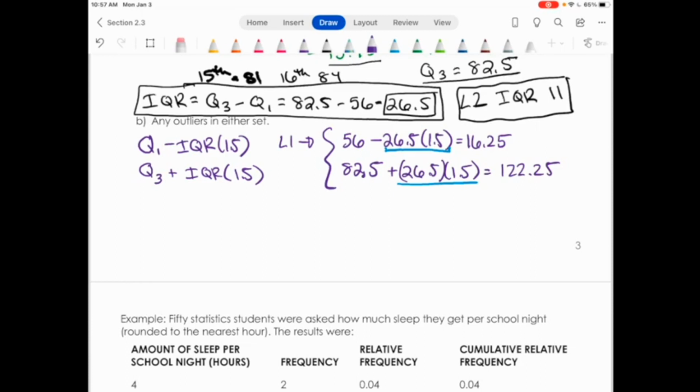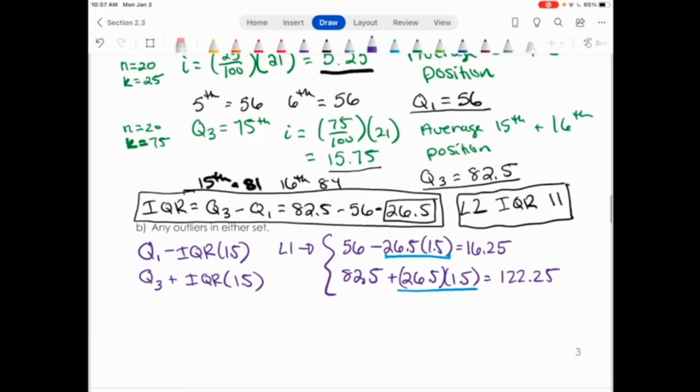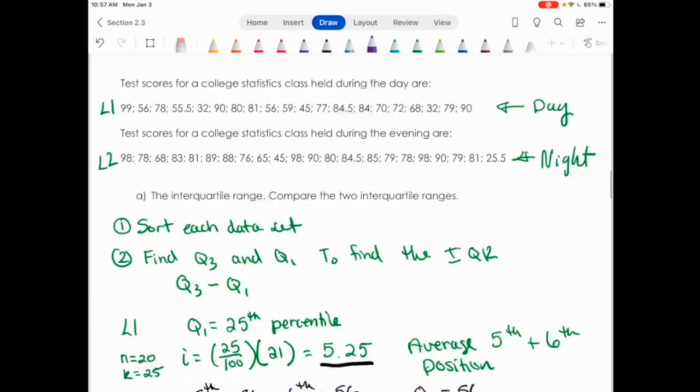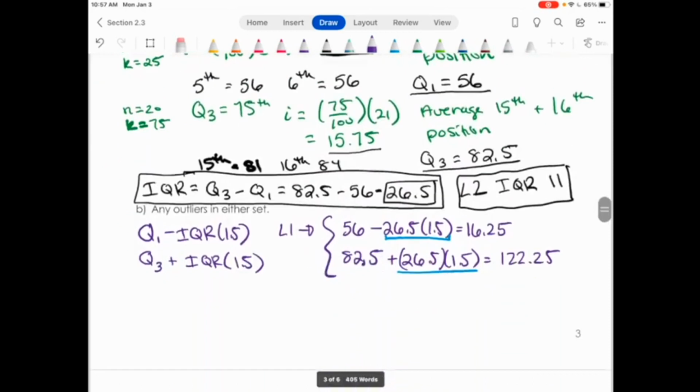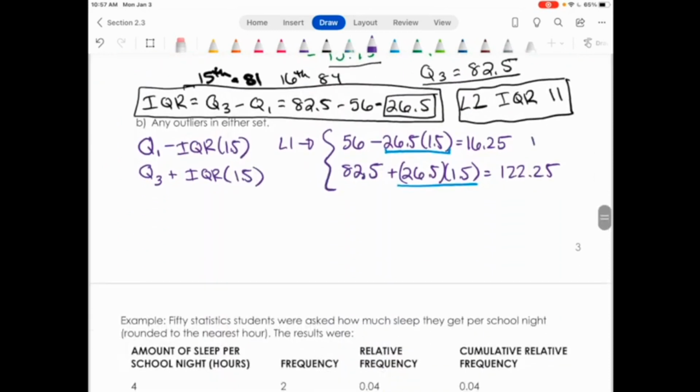So if there's anything below 16.25 or anything above 122.25, that's going to be considered an outlier. Now, when we look at that first data set up at the top here, I don't see any data values that fit that description. So for list 1, I'm going to put down that there are no outliers.